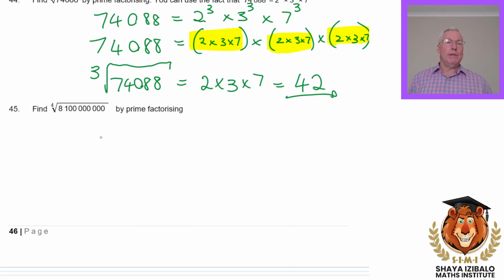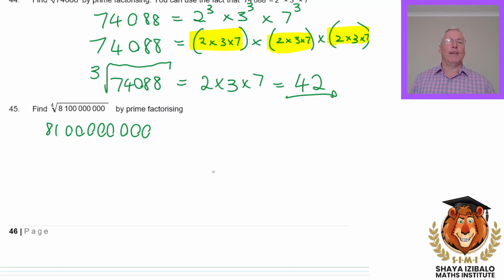All right, but don't be scared, because 81,000,000,000,000, I think I've got the right number of zeros. There are 8 zeros: 1, 2, 3, 4, 5, 6, 7, 8. Yeah. All right. That's easy to prime factorize, because it's just 81 times 10. How many times must I multiply 81 by 10 to get 8 zeros? 10 to the power of 8.